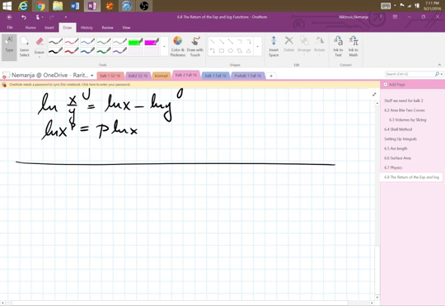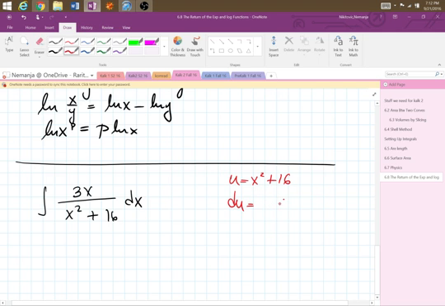So the cheap one, what's the integral of, let's say, 3x divided by x squared plus 16 dx. So how would you do something like this? U sub. What's U? X squared plus 16. What's the U? There we go. You got your point.